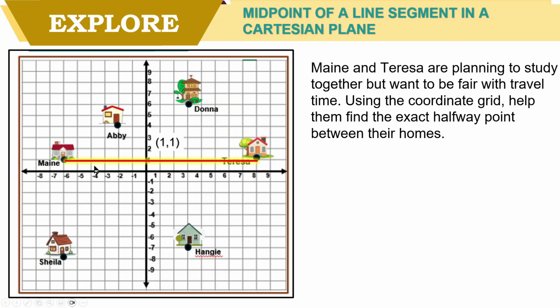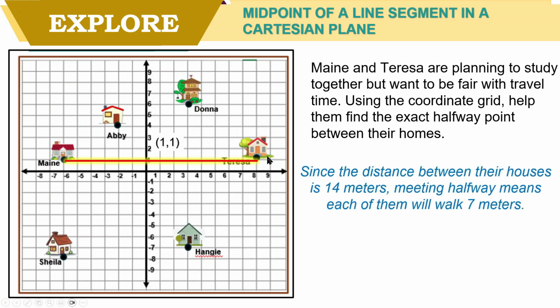So 1, 2, 3, 4, 5, 6, 7, 8, 9, 10, 11, 12, 13, 14. So they are 14 meters away from each other. So dividing that by 2, each of them should walk 7 meters. 7 meters from Main's house will end at this point, and Teresa's walk 7 meters towards the left will end up at this point. And that point is 1, 1.